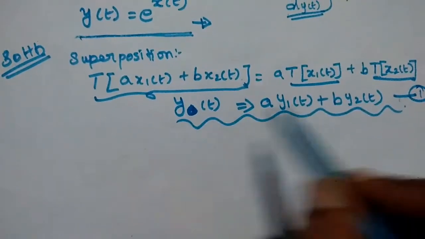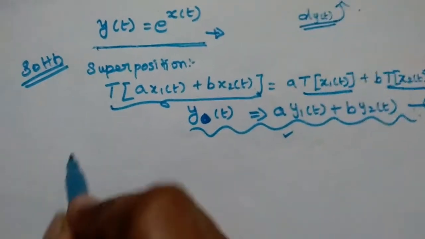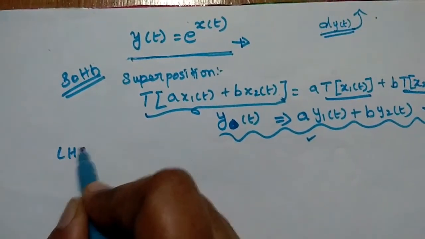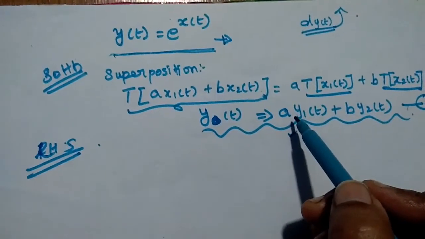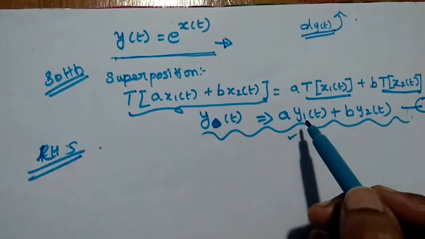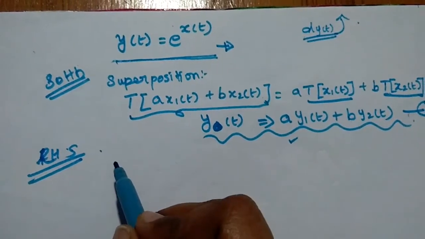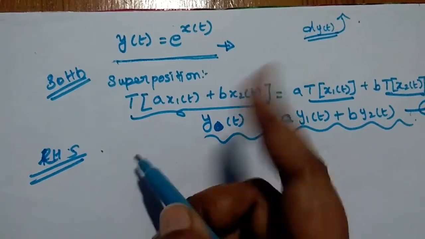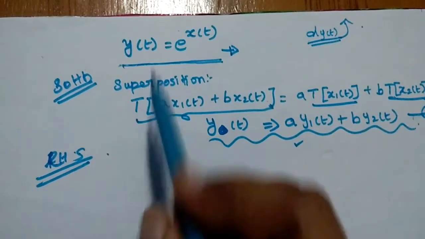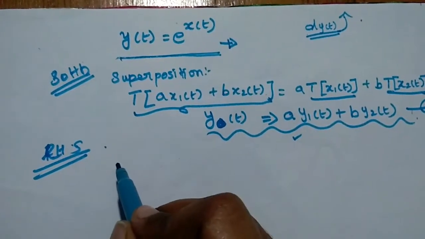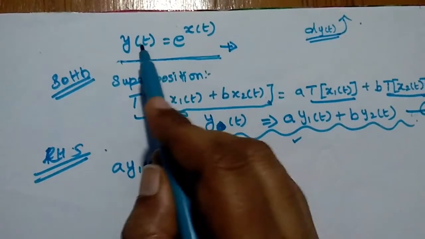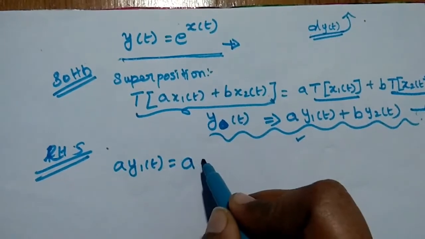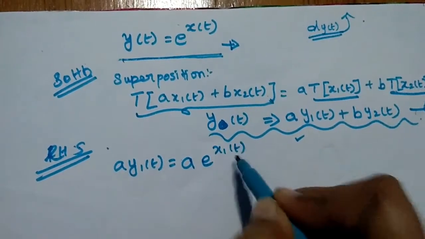Okay. So here first we are going to take the left hand side, then the right hand side. Any side we can take first. So the right hand side. What is that? A into y1 of t. Correct. So a into y1 of t means, as you all know, for x1 of t, this value is y1 of t. So we can write a y1 of t is nothing but a into e power x1 of t. Correct?